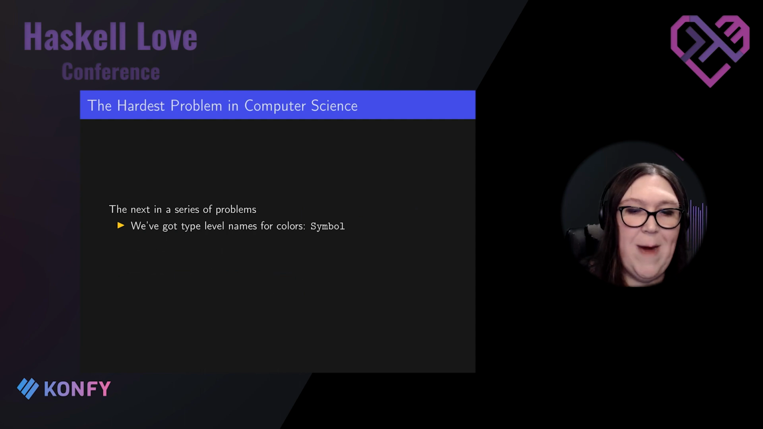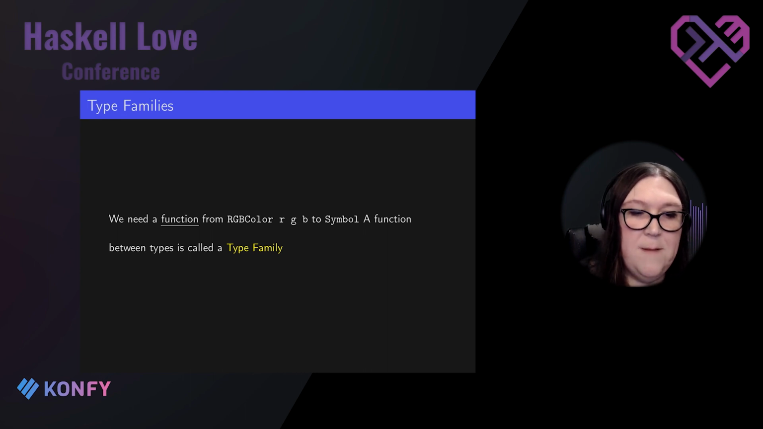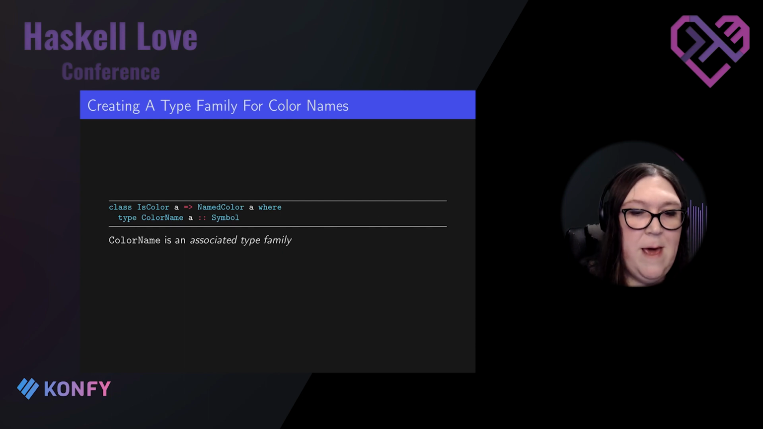So we need a way to actually take what we've done earlier, this work of naming colors with symbols, and take this work that we've done of defining colors at the type level and put them together into a single cohesive thing. So we need a function fundamentally from some type level representation of a color to its name. And when we're talking about functions from one type to another, we're talking about these things called type families. And we're going to start by looking at something called an associated type family.